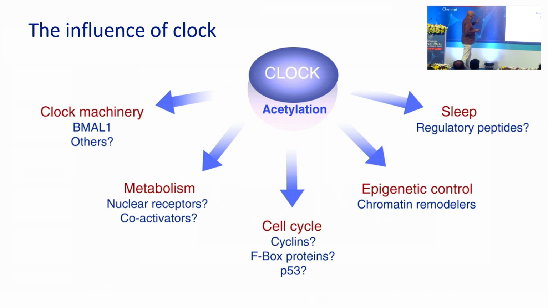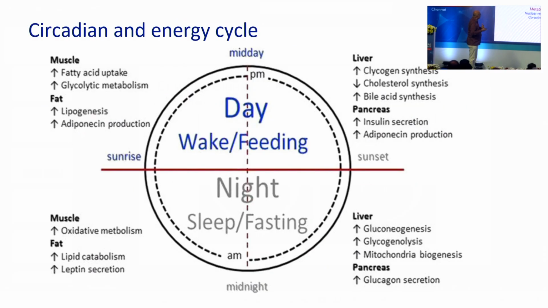The clock controls many things inside the cell. One, it controls itself. The second thing it controls is metabolism. It works at nuclear receptors, at co-activators and co-repressors. Third, and very importantly, it works at the cell cycle. It senses time and activates or deactivates the cell cycle, especially by working through p53 and F-box proteins. It also does epigenetic remodeling, and that's one of the reasons that sometimes our habits are inherited.